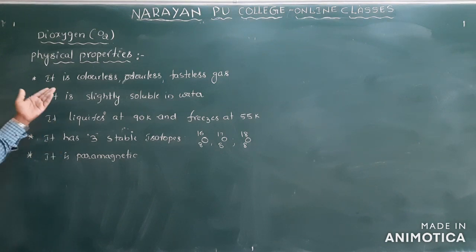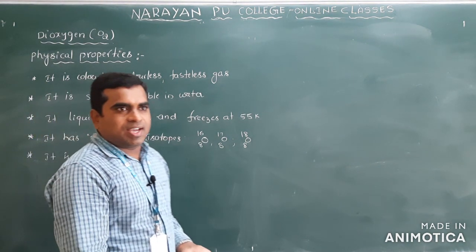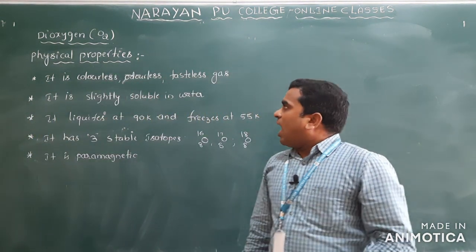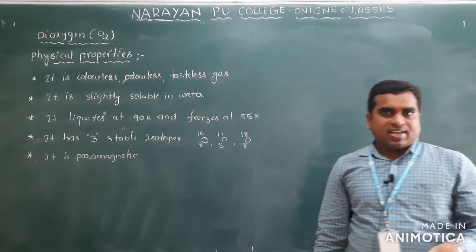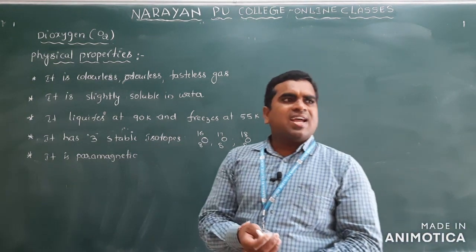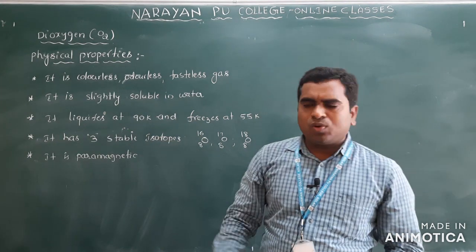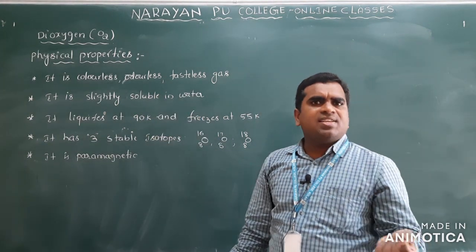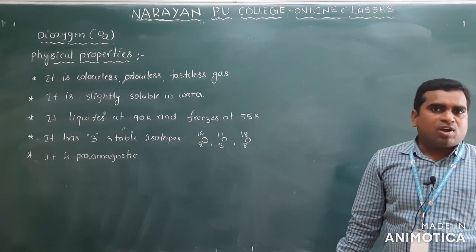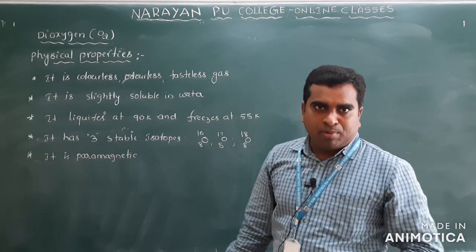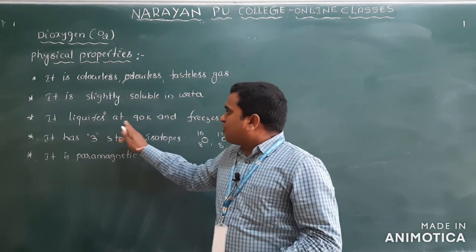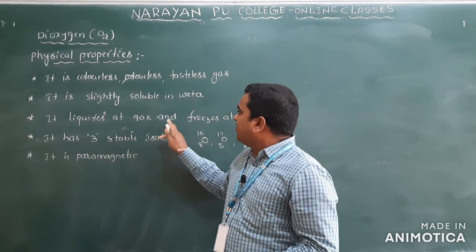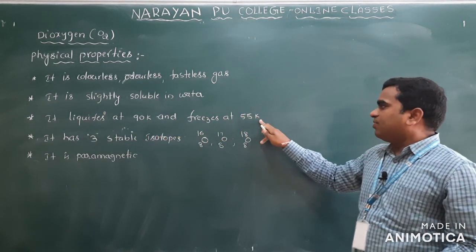Clear? So you know that oxygen is a colorless, odorless, tasteless gas. Next, it is slightly soluble in water. Because oxygen is slightly soluble in water, that is sufficient for the survival of aquatic animals. Clear? Next, it liquefies at 90 Kelvin and freezes at 55 Kelvin.